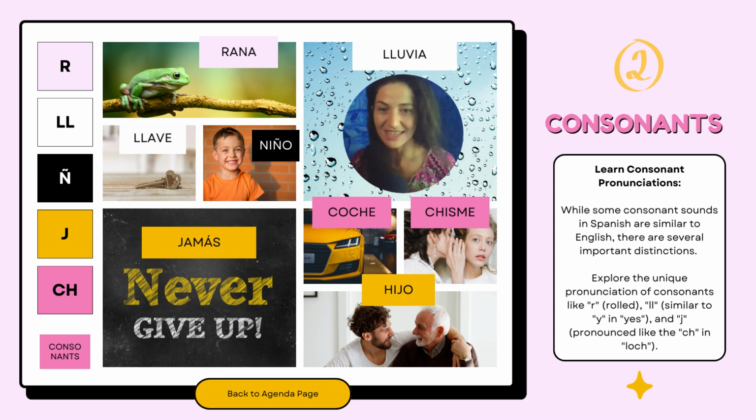Like Loch Ness. It comes from the throat. Jamás, never. Hijo, a son. Silent H at play in this one. Notice, hijo. And finally, cha-cha-cha, like the dance. It's C and H together. Okay, that's not K, character, for example. That's CH in English. It's ch, like coche, a car, or chisme, gossip. Those are your special consonants.